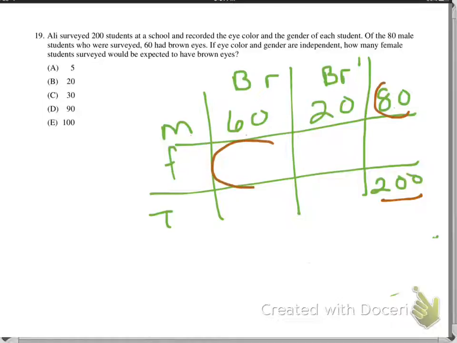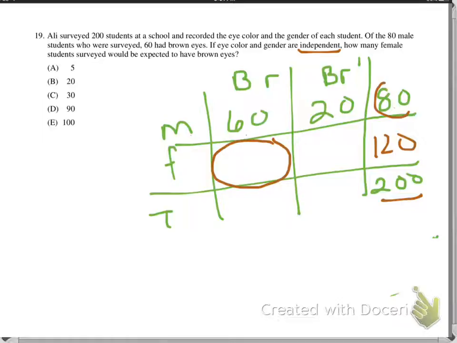So this is what I want to do right here. Okay, so the key word here is independent. So I tried to finagle this, right? I know that if this is 80 and this is 200, I know that this must be 120. That I know. All right? But it still doesn't help me get the females in the brown circle. So I got to use the word independent.